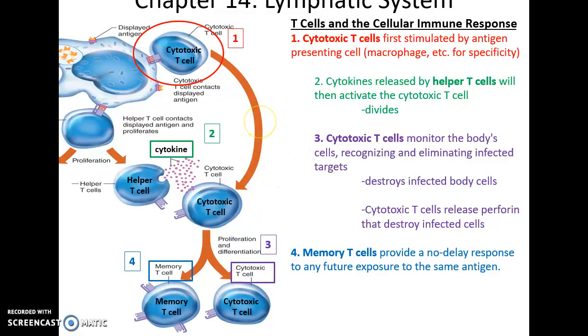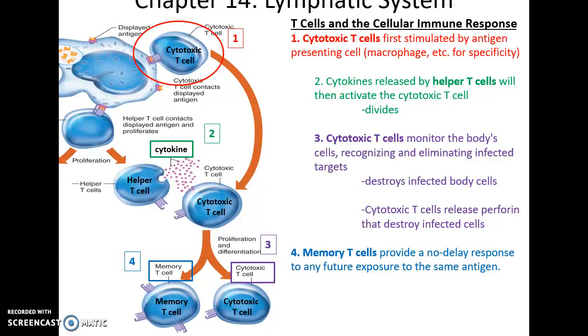Then the cytotoxic T cell will go out and look for this antigen being displayed by our own body cells. Basically, it's looking for infected cells. And then it will destroy those infected cells. So it destroys cells infected by the pathogen that carries that antigen.